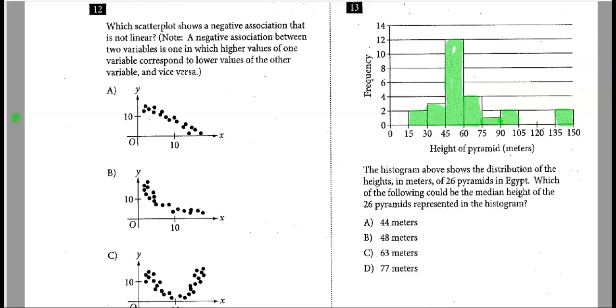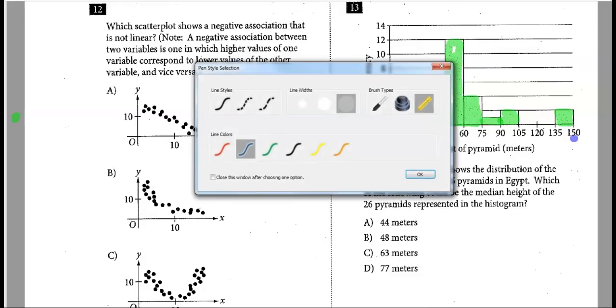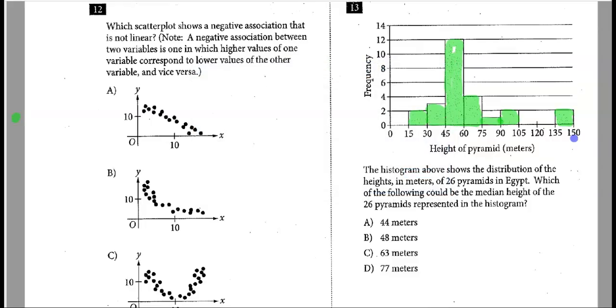So we have 26 pyramids in Egypt. These represent the heights. It looks like the tallest pyramid is over here at 150. I've got to make my line a little bit less fat here. So let's go back to here. There we go.